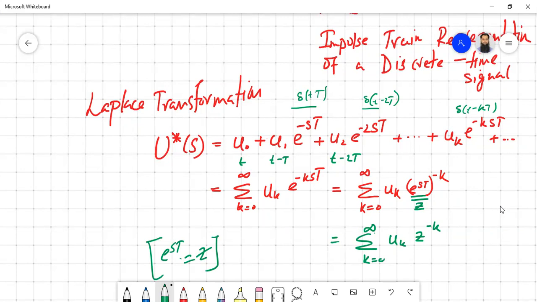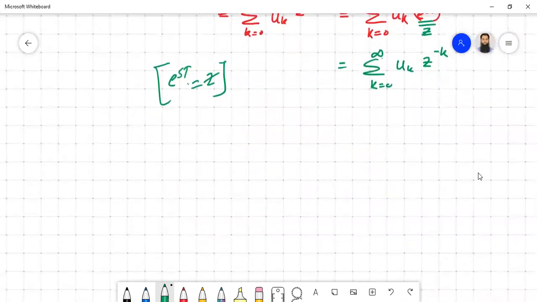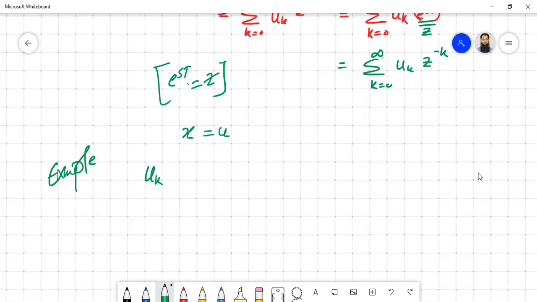Why I was interested in this is that sometimes a train of pulses will be provided, and based on that we may have to generate the Z transformation. One example says that if you have a series uk, don't worry, in our textbook u is basically x. We are just using u instead of x.